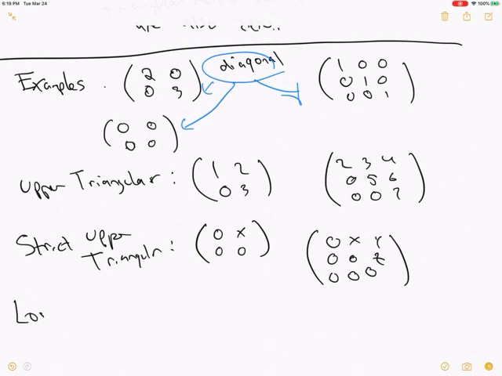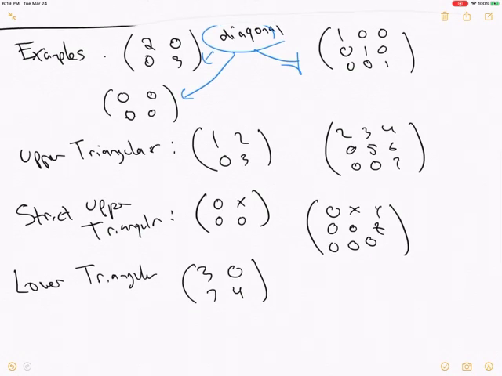So lower: same idea. You could have something like a 4, 7, so that's lower triangular. All of the interesting stuff is along the diagonal or below the diagonal. Or a 3 by 3 matrix, you could have 5, minus 7, 3, 2, 4, 6, 0, 0, 0. The important thing is that those have to be zeros.